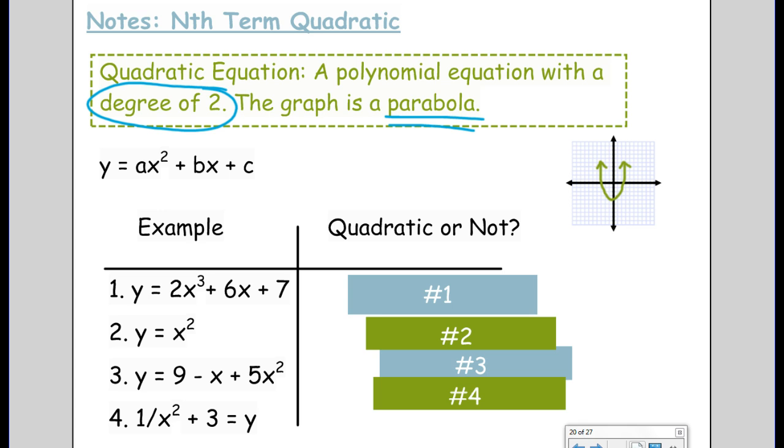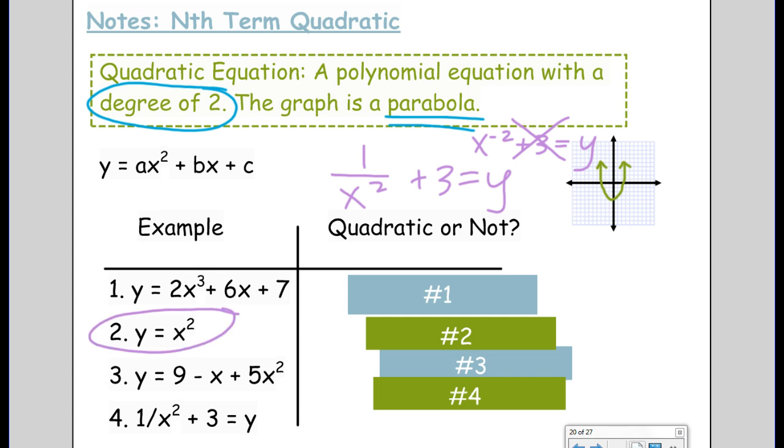On number 4, that says 1 over x squared plus 3 equals y. And you'll learn later in Algebra 2 that when a variable is in the denominator, that gives it a negative exponent. So that's like saying x to the negative 2 plus 3 equals y. So that's not a parabola. So which ones are? Number 2 and number 3. If you want to write down examples, you're welcome to. Those are parabolas. The other ones are not.